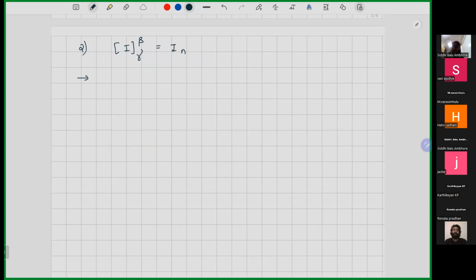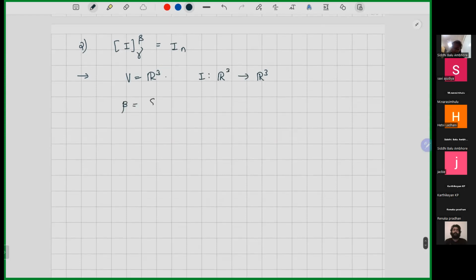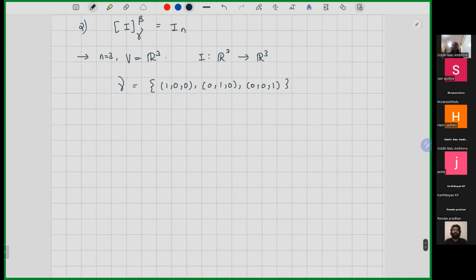So let me give you this. Let V be R^3, and let beta be its standard basis, B3. Let gamma, so we are starting with gamma, be (0,1,0), (1,0,0), (0,0,1).